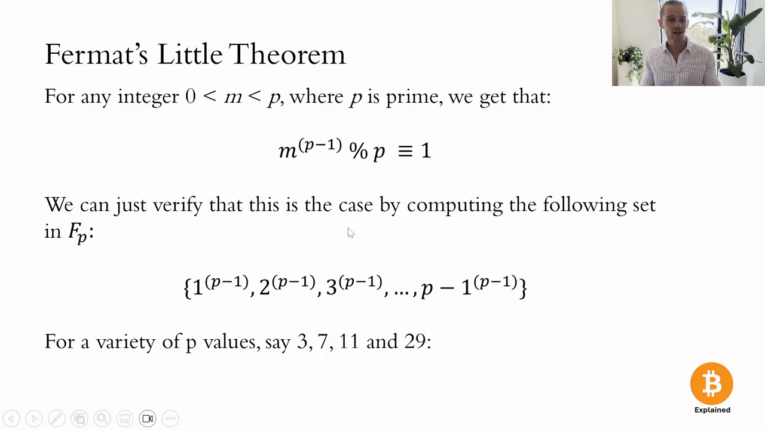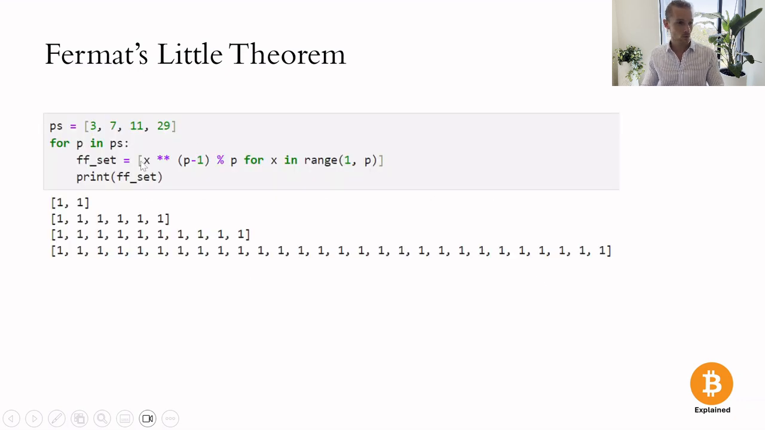So to justify that, we can look at the following case, which is just computing this set here. So 1, 2, 3, all the way to p minus 1, all raised to the power of p minus 1 in a finite field, so doing everything modulo p. So we're just taking all the elements in a finite field except from 0 and doing exactly this up here. Now I'm choosing a variety of p values, 3, 7, 11, and 29, all prime numbers, and printing this out. Once again, some Python code here. This will also be in the GitHub, so if anybody wants to play around with other p-values, feel free to do so. You will get exactly the same result.